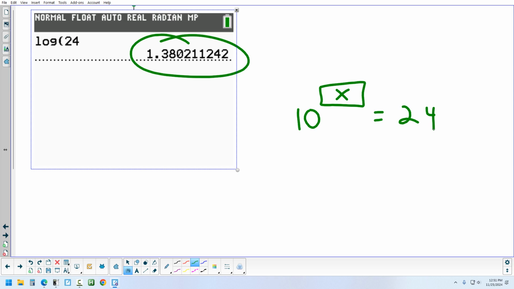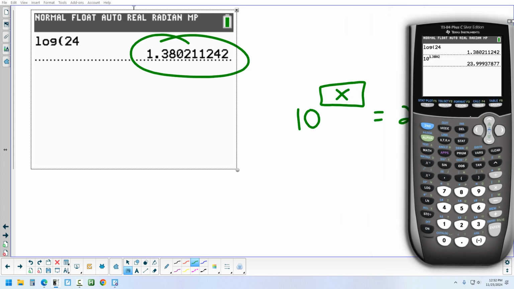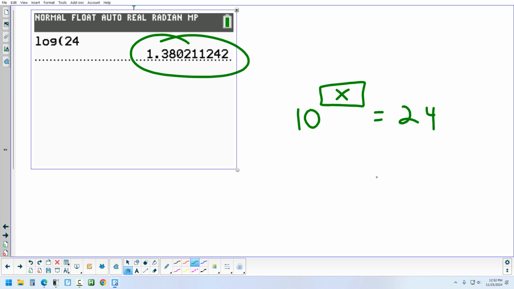If I raise 10 to a certain power, I can get 24. Right? Well, if I raise 10 to the first power, what do I get? 10. No, too small. Let's try 10 to the second power. That's 100. That's too big. Let's try 10 to the 1.3802 power. Take 10, raise it to the 1.3802. Look what I get. I get basically 24. So anytime you press log, then you hit enter and you get an answer, that answer that you get is an exponent on something. Okay? So that's what a logarithm is. A logarithm is an exponent.